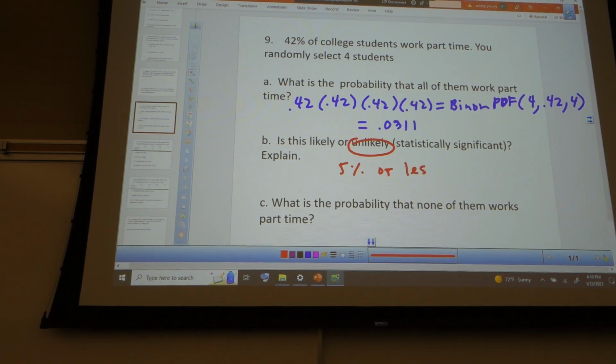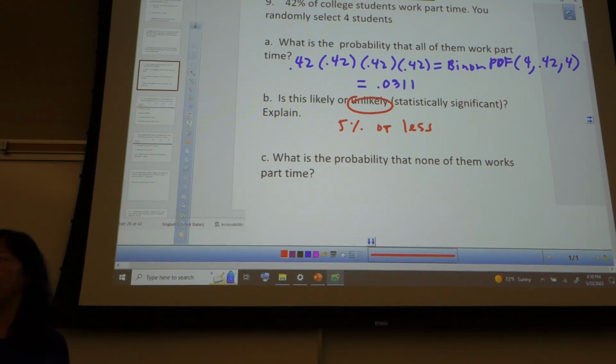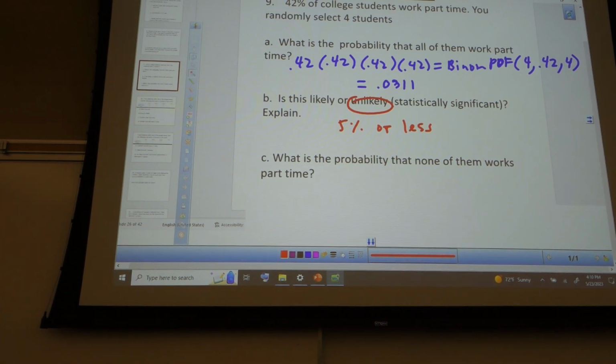Now, what's the probability that none of them works part-time? Doesn't none mean all in this case? It's all, or does it mean different? It means all of them don't. Yeah, none of them means no, no, no, no. All of them say no. I probably should have written that. This is probably a yes, yes, yes, yes.